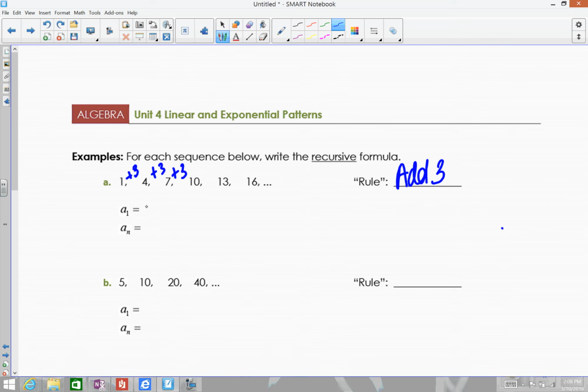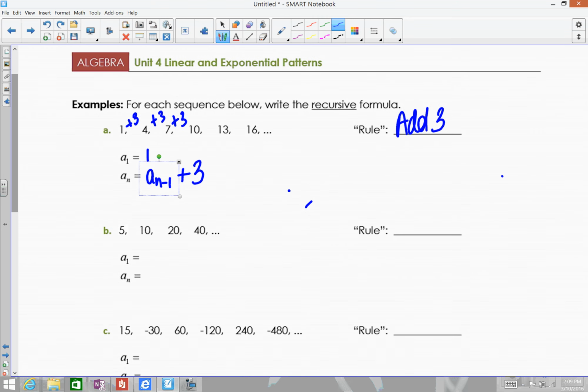So your first term is 1. Then the recursive part is going to be, okay, well, it's the previous term. So that's the a sub n minus 1. That represents 1 less than n. And then you're adding 3 to it. So you take the previous term, you add 3. That's all it is. So it's a sub n minus 1 plus 3. So there's a recursive equation.